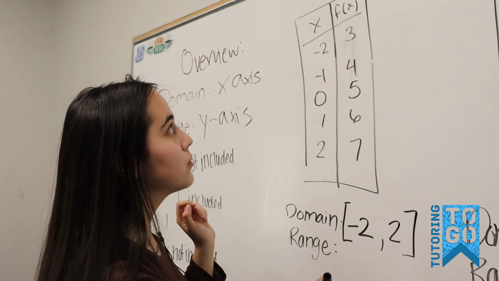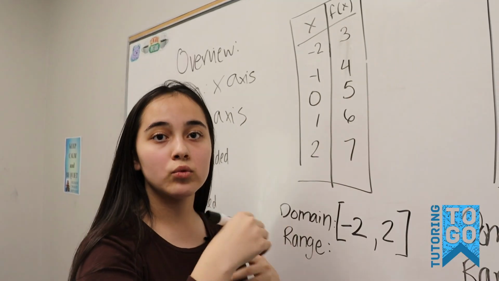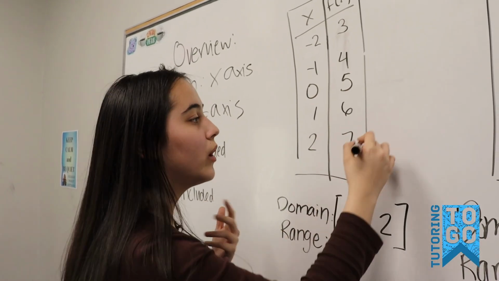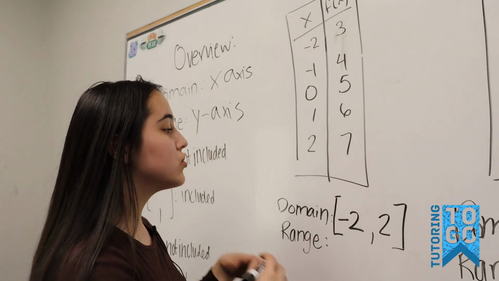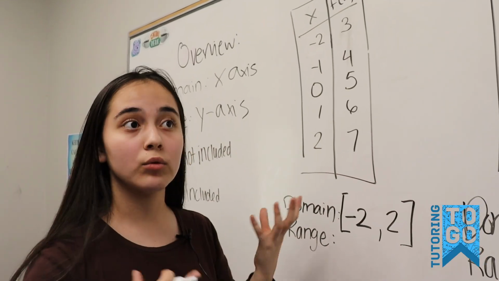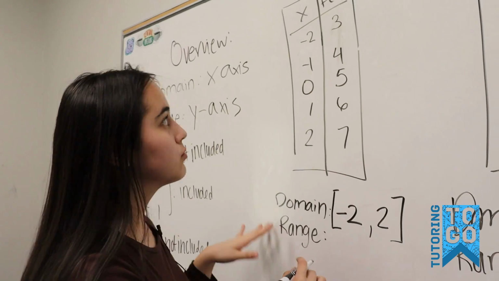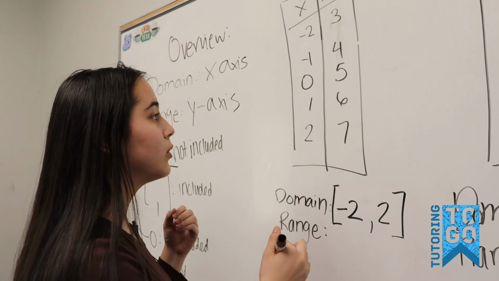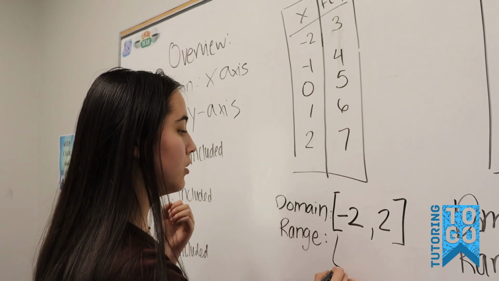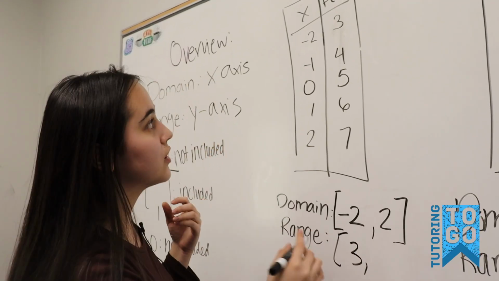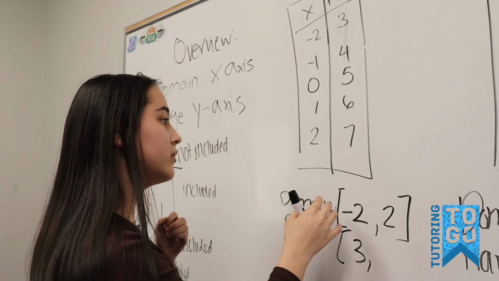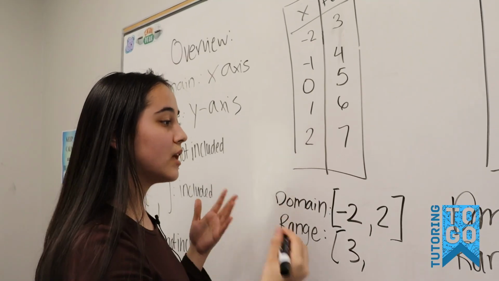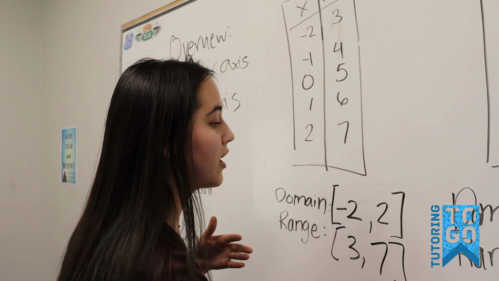And now for the range. f of x is just equals y. Just like how you would write y equals mx plus b, we're just using f of x meaning y. Range, smallest y value. The smallest y value here is 3. 3 is included, so 3 gets a bracket. Now the highest y value, it's 7. 7 is included, 7 gets a bracket.